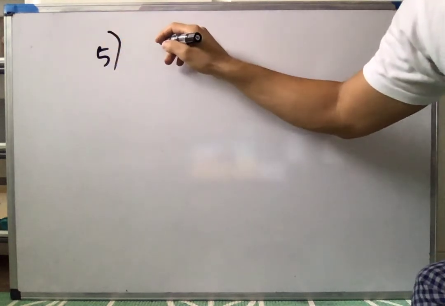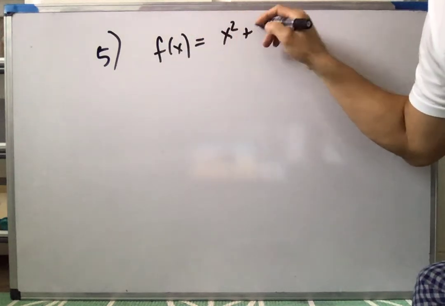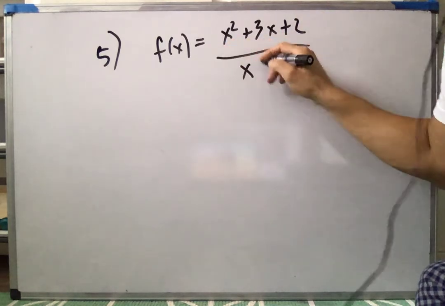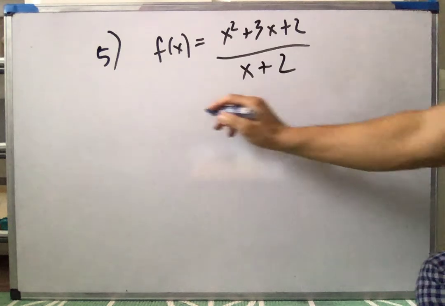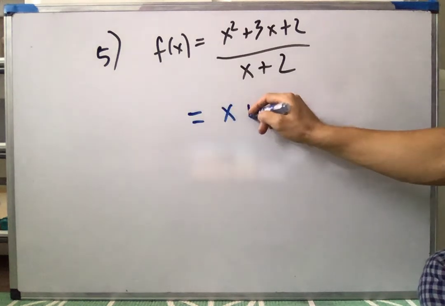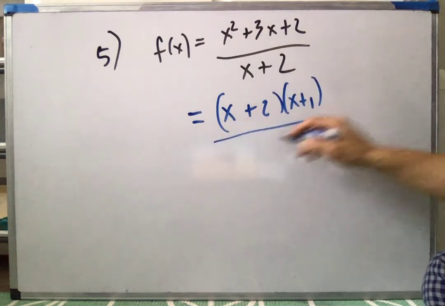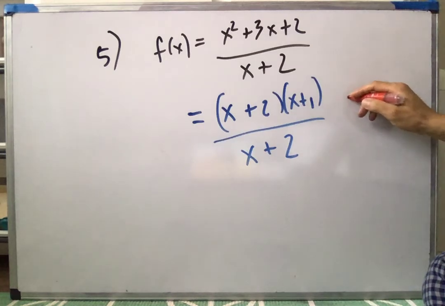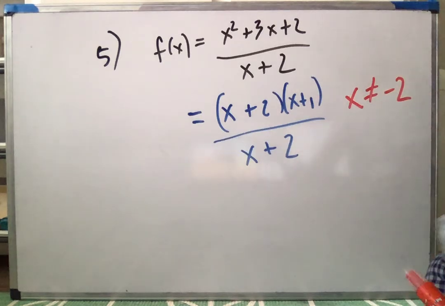Okay, number 5. x squared plus 3x plus 2 on the top, and the bottom is just x plus 2. So again, always factor if you can. This is x plus 2, x plus 1, it looks like, on the top. And the bottom is x plus 2. All right, before I do anything else, I want to write down my restrictions at this point. x cannot be negative 2, because that would make the bottom 0.